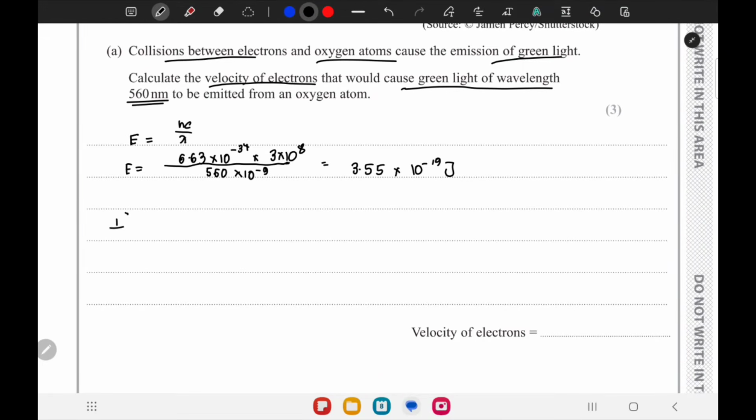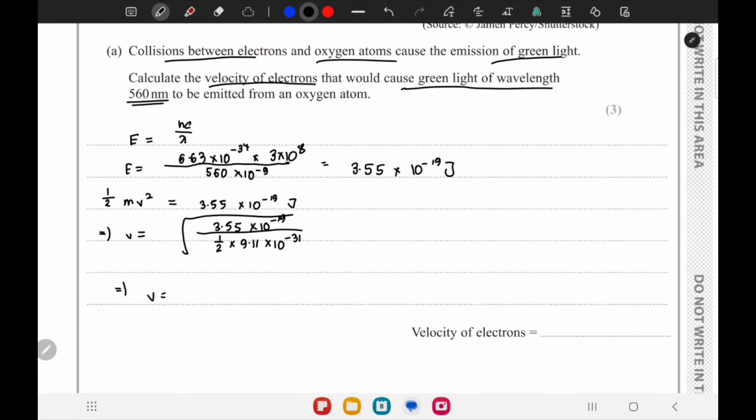So half mv square equals 3.55 into 10 to the power minus 19 joules. The mass is that of an electron, so if we make v the subject, we get v equals 3.55 into 10 to the power minus 19 divided by half into 9.11 into 10 to the power minus 31. So v would come out to be 8.83 into 10 to the power 5 meter per second.